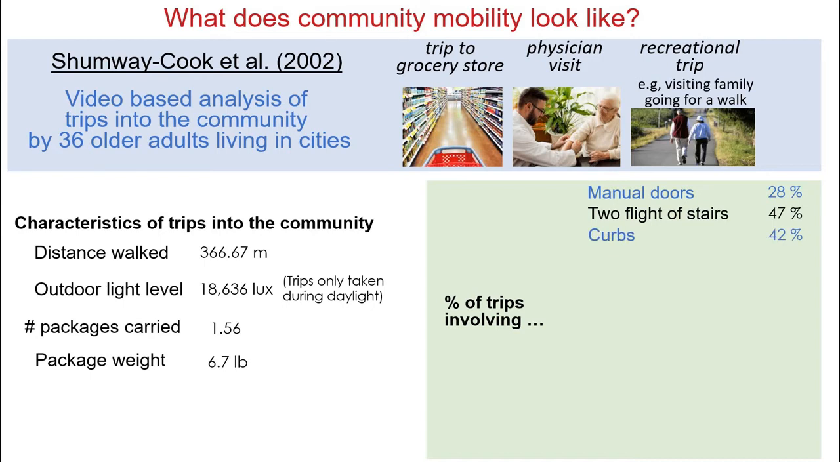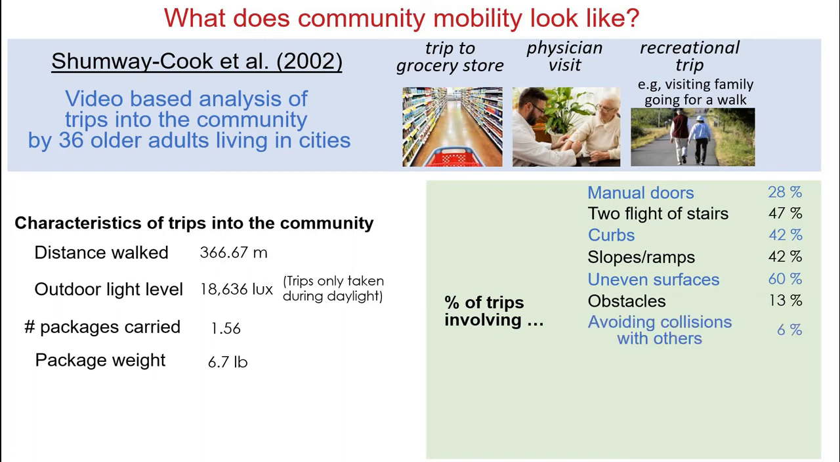42% of trips required that a curb must be negotiated. 42% of trips had slopes or ramps that needed to be negotiated. 60% of trips had uneven surfaces that needed to be dealt with. On 13% of trips, there were obstacles that would need to be walked around or stepped over. On 6% of trips, there was the need to adjust mobility to avoid colliding with another person.